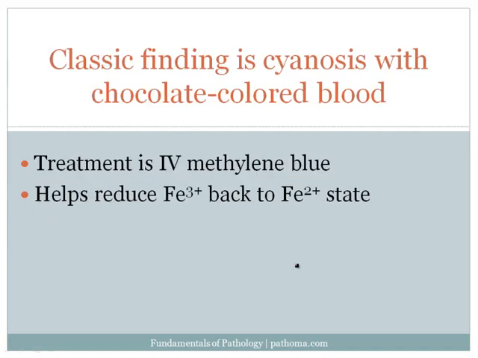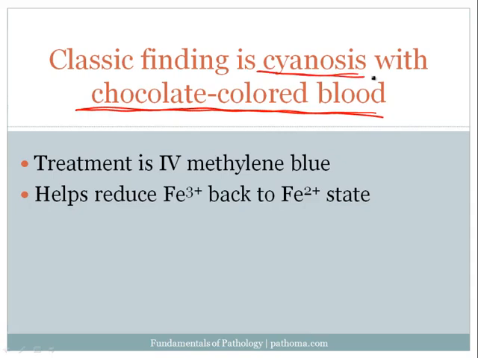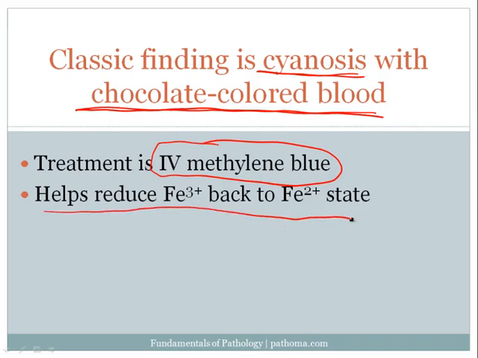The classic clinical finding in methemoglobinemia is chocolate-colored blood, and the patients will be cyanotic. So the buzz phrases are cyanosis with chocolate-colored blood. Now, the treatment is IV methylene blue, and what does IV methylene blue do? It's important for generating the necessary mediators that will reduce iron back to its 2+ state. If I wanted to summarize methemoglobinemia in just a very simple principle, I would say just remember Fe2 binds O2, and that's going to make it very easy to remember.